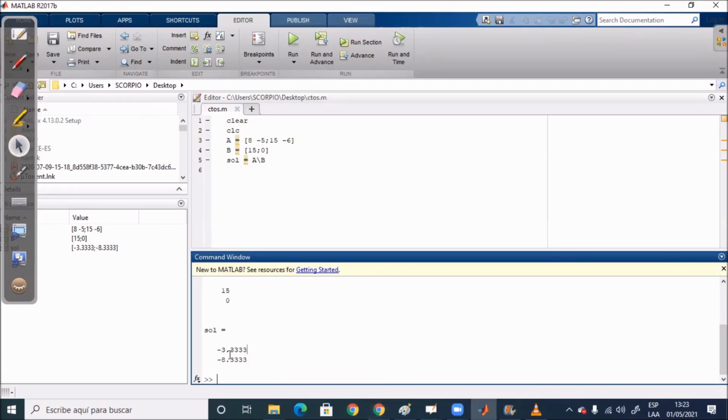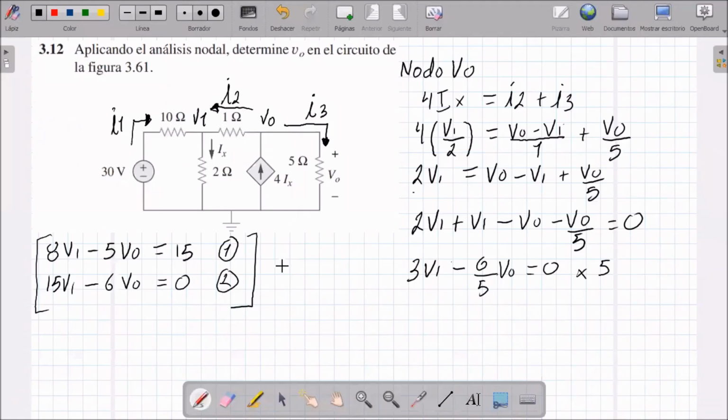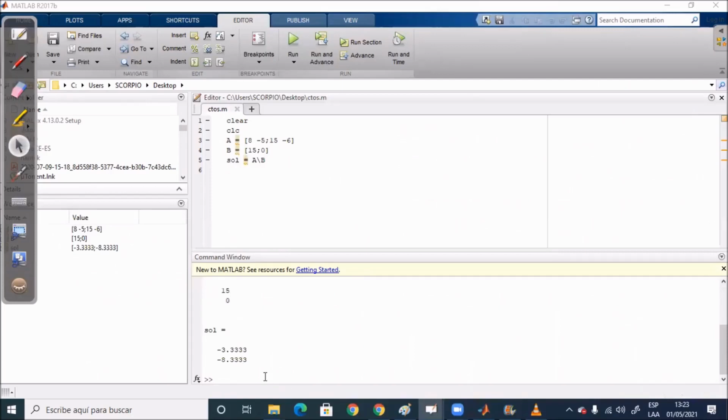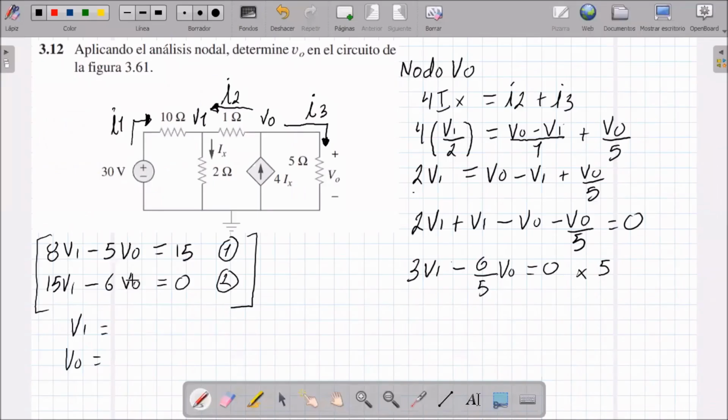So V sub 0 gives me minus 8.33 volts, and V1 gives me minus 3.33 volts. This would be the result of V0. Well, the exercise ends here. See you in the next one.